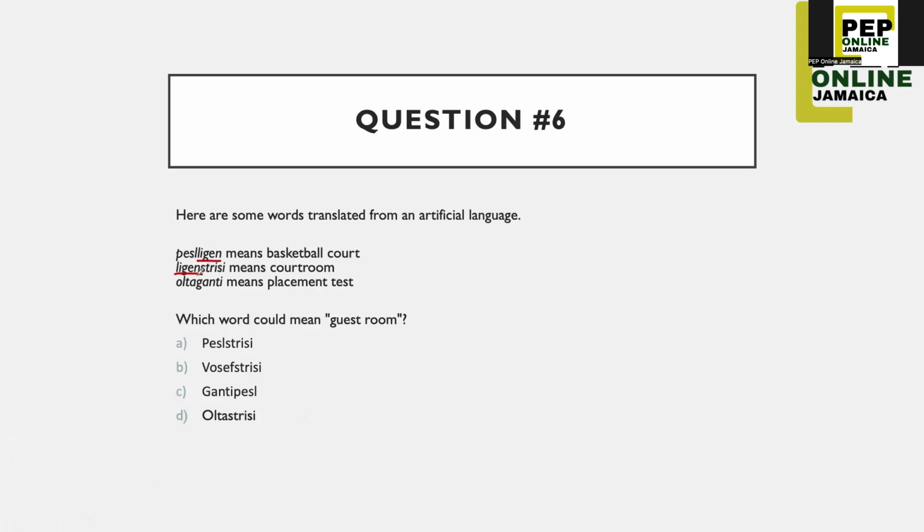Now, what represents room? S-T-R-I-S-I would represent your room, because the question is asking you for a guest room. Okay, so guest room. I don't know what is representing guest, but I know what's representing room. So I'm looking for anything that has this at the end, which we have 3. So this is a little bit more complicated right now. But what is going to represent guests? Let's see what these are representing.